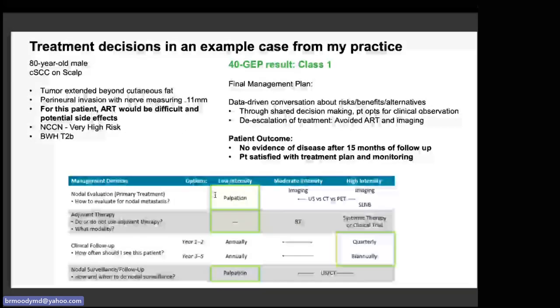This is just one example; I've got tons of these examples I can give you. But without the GEP, I would have no way of knowing whether this is the person whose risk is 7 or 8%, or the person whose risk is 20% or 50%. So this gave me an objective piece of data that helped me and the family do what we wanted to do, which was de-escalate care, but make sure we were doing it responsibly and safely. Without this tool, we would not have had that. To be honest, he probably would have gotten radiation, because I wouldn't have had anything else to tell him.